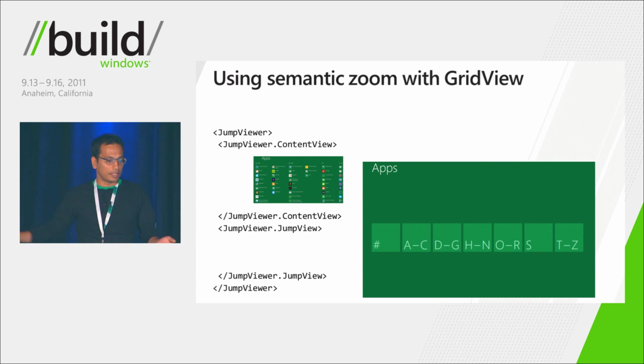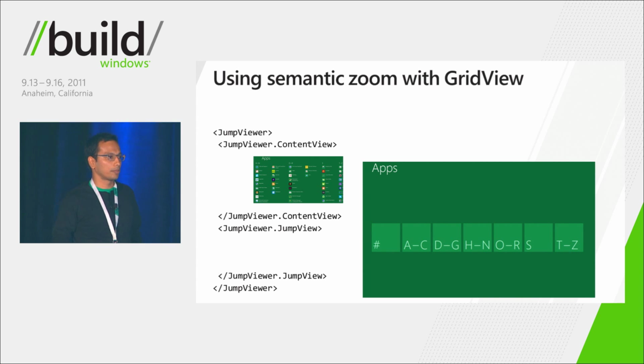Now, there are a couple of things that I want to point out here. One is, our recommendation is that for both of these views, you use the grid view control that we just talked about. And that's because there are some subtle things that go on behind the scenes when you transition from one view to the other. These include focus management when you're going back and forth, mapping which data item belongs in which group and vice versa, and scrolling the right item into view. If you use grid view for both your content view and your jump view, you get it for free.